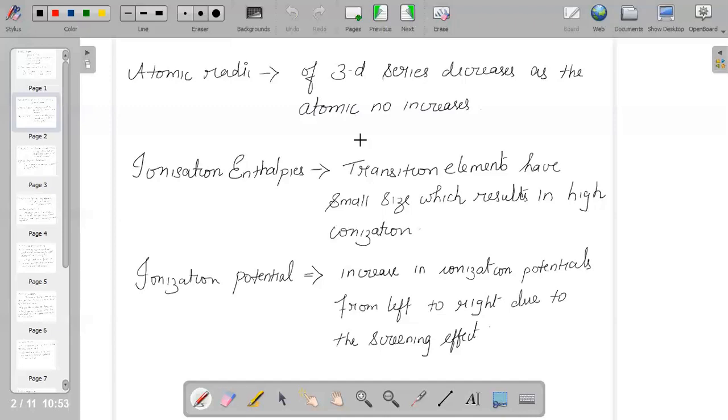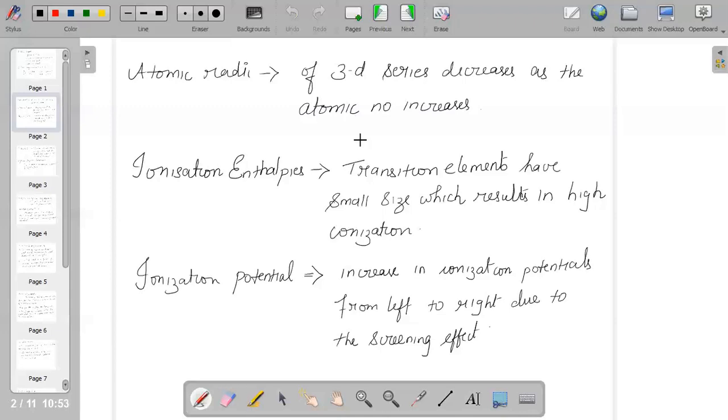The atomic radii of the 3d series will decrease as the atomic number increases. And of course, when we talk about ionization enthalpy, the transition elements have small size, and because of their small size, this results in high ionization enthalpy.